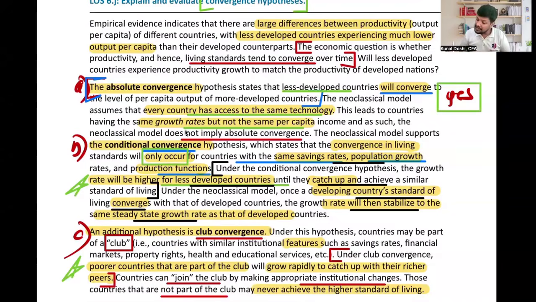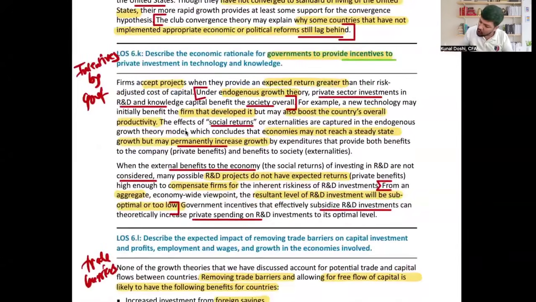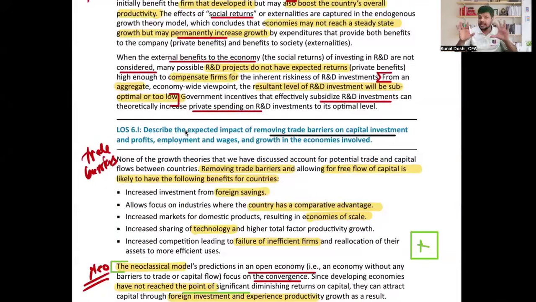But then the third concept is club convergence. That means the countries have made their club. Anyone who's part of the club will eventually become rich. Like the Quad or the BRICS, those who become a part of that club, they will benefit from it. All right. So many countries make a club. Clear. Then we discussed how government incentives for technology and knowledge, like government giving subsidies for research and development, or tax benefits for research and development, or removing the trade barriers, no tariff. All of this will increase the growth rate.